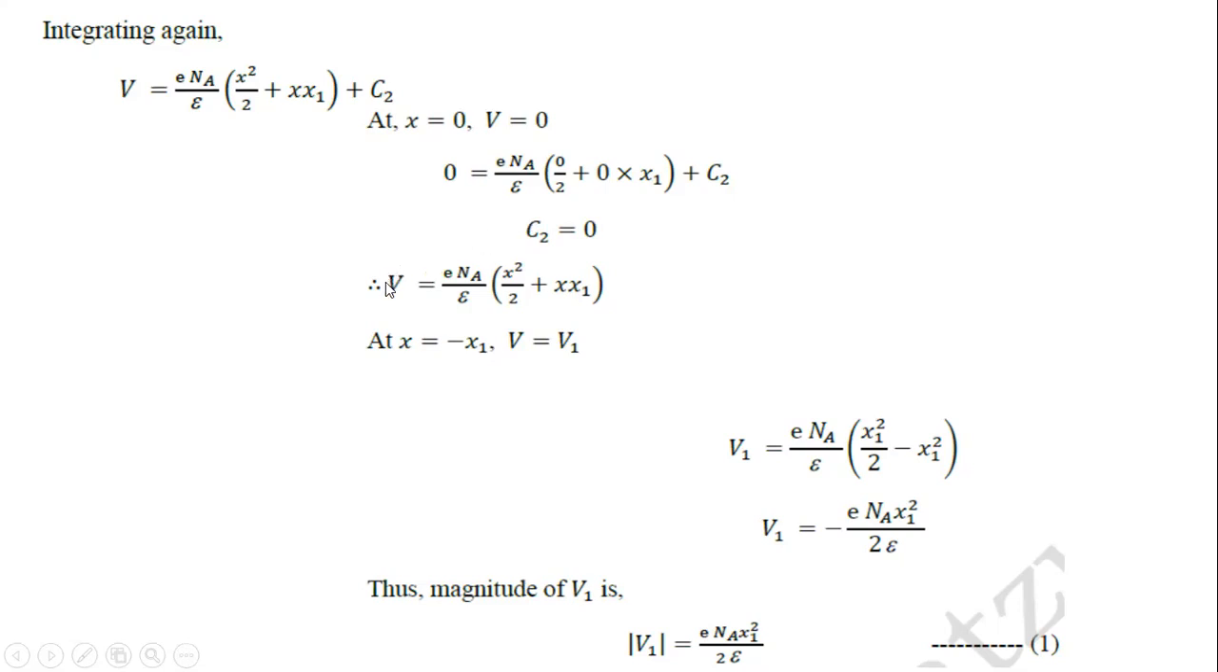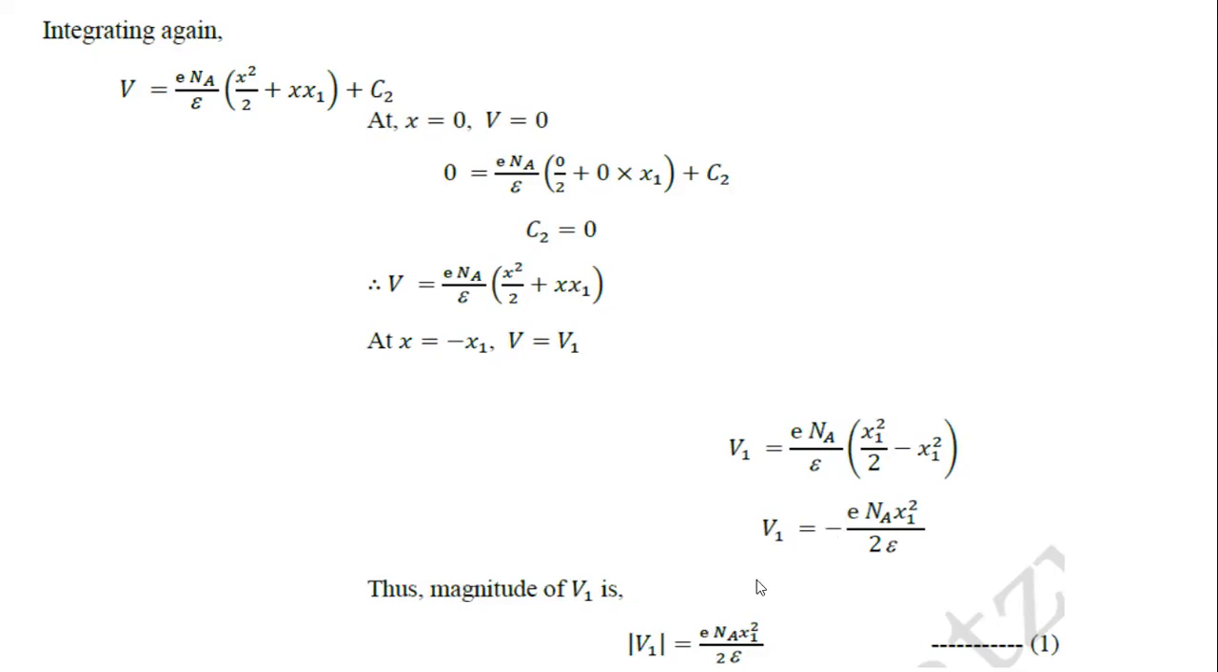And you can write your V as this, and then at x equal to minus x1, your V value is constant, which is V1. So V1 will be equal to this. At x equal to minus x1, minus x1 squared means plus x1 squared, plus x1 into minus x1 means minus x1 squared. Then you can write V1 is equal to minus of this. You simplify it, and this is what you will get. You will get the value of V1, and the magnitude of V1 you can write as this, just taking the magnitude means this is plus of this.